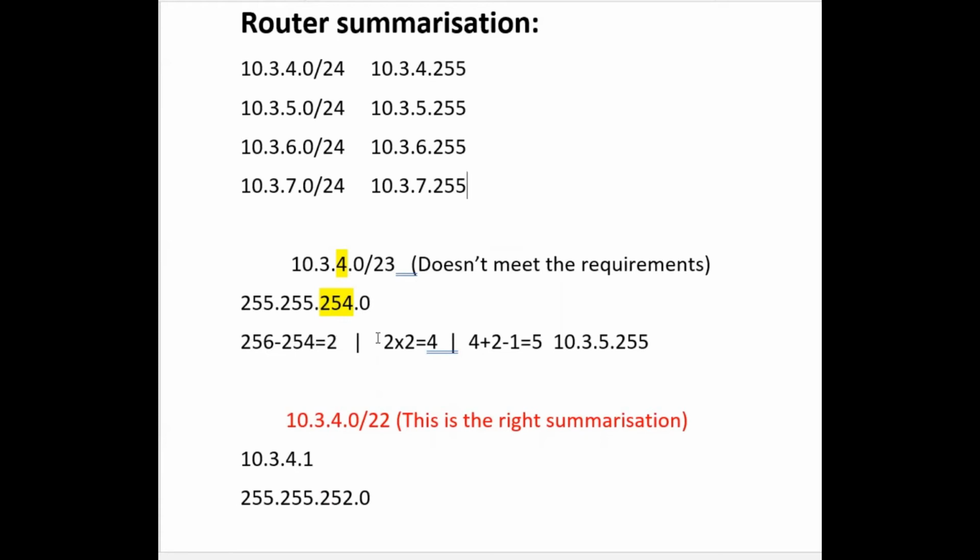First, 256 minus 254 equals 2. This is my magic number. We compare the magic number with number 4: 2 times 2 equals 4. So it's matching, and 4 is our subnet ID. Then 4 plus magic number minus 1 equals 5. That is my broadcast address, so I put this 5 back: 10.3.5.255. This broadcast address only covers until here, which means it doesn't meet our requirements.